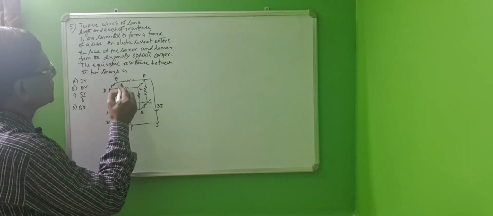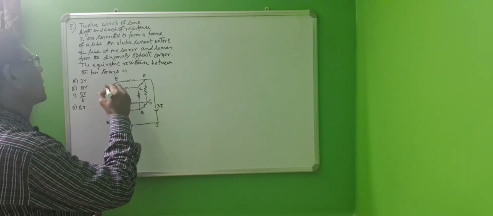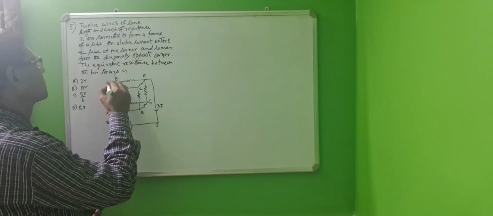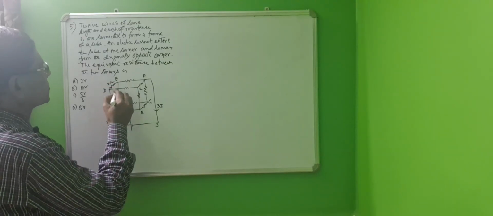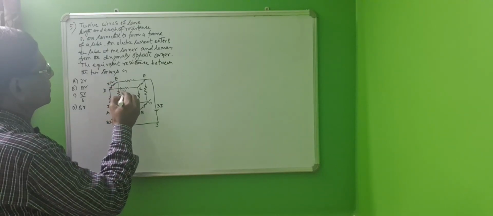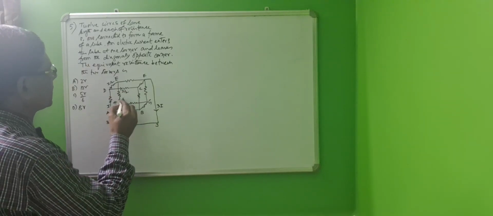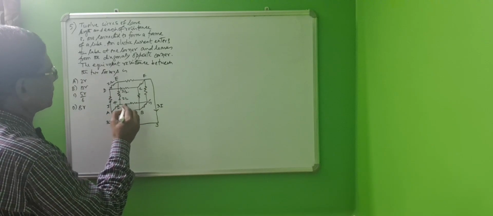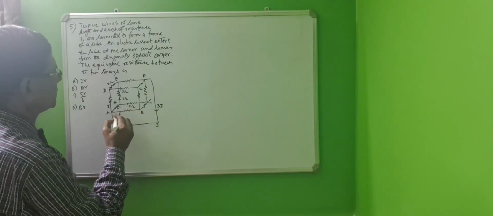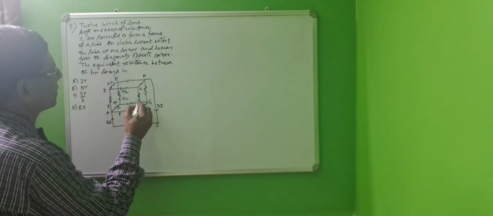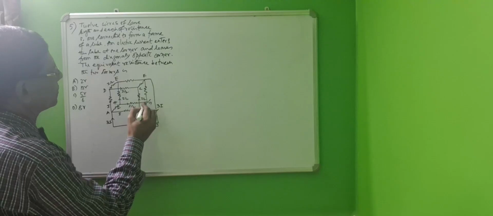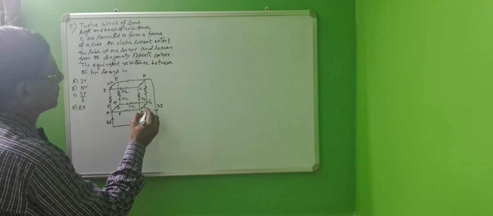This I goes here and is split into I by 2. Also this one is I by 2. Here I is split into I by 2. Here also I by 2. This I is split into I by 2. Here is also I by 2.